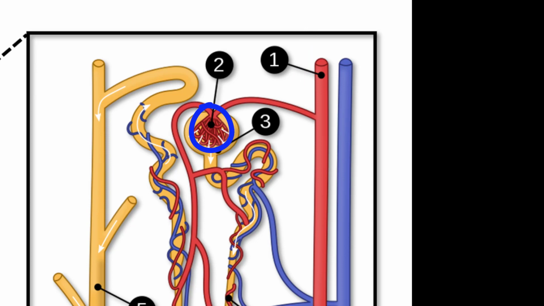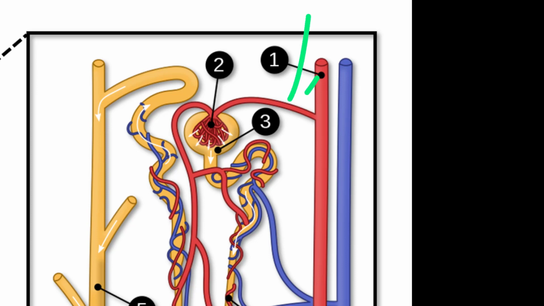The glomerulus is a capillary located in the nephron. We'll talk more about this in a little bit. Right now we're just concentrating on the blood supply. Afferent means towards a center. In this case, the center is going to be that glomerulus.